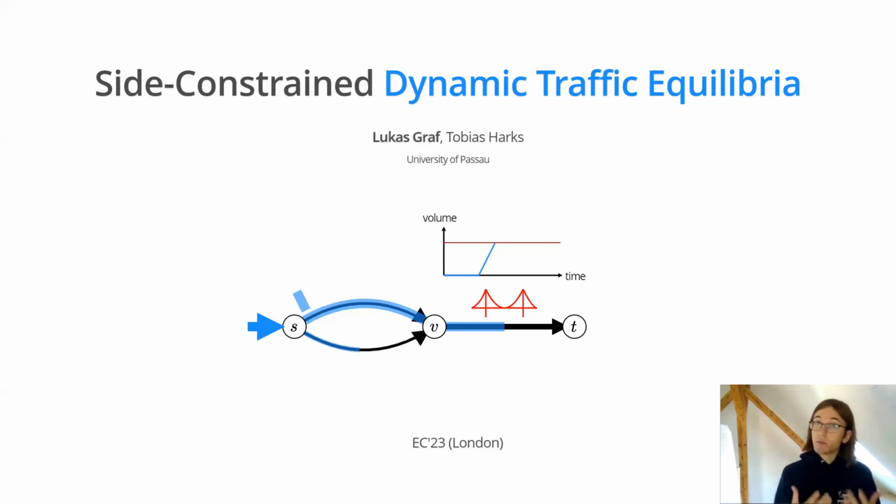And then the new contribution of our paper is that we want to add site constraints to this dynamic model. So think, for example, of a road network which has a bridge at a certain edge, and this bridge, for safety reasons, has some limit on the total number of cars that are allowed on this bridge at the same time at any point in time.